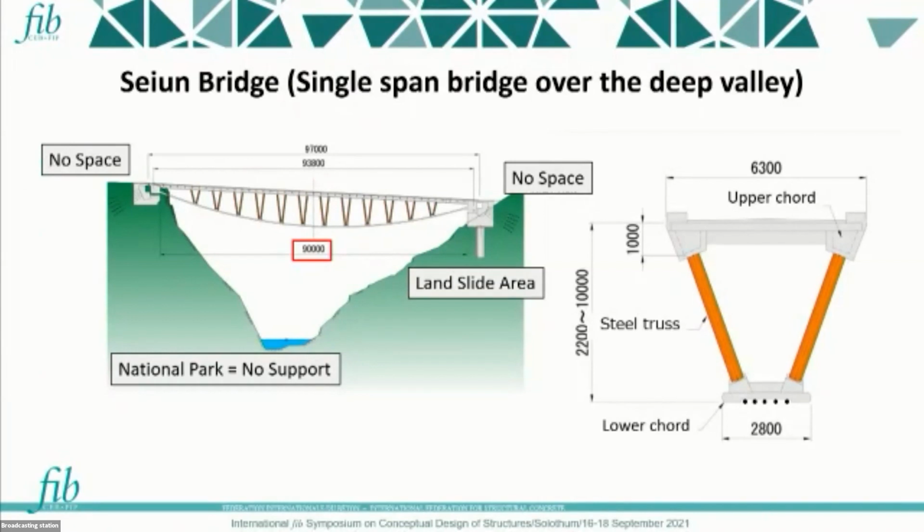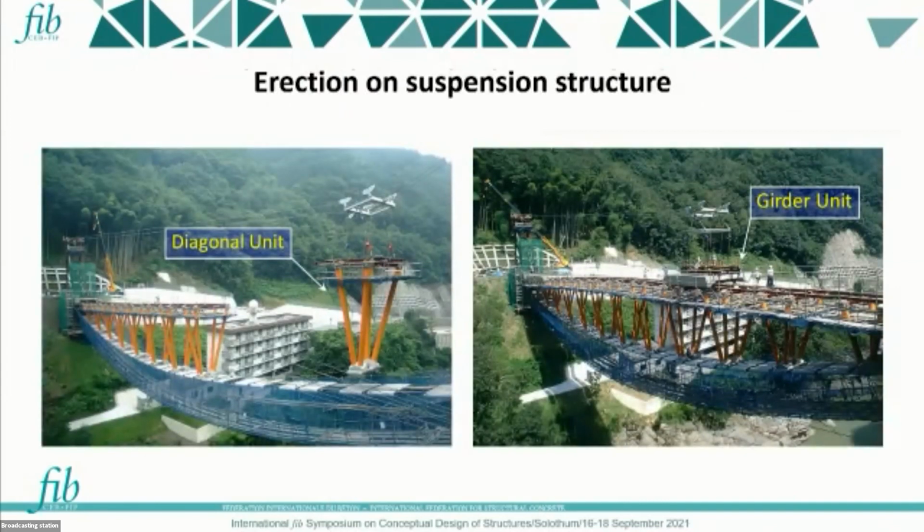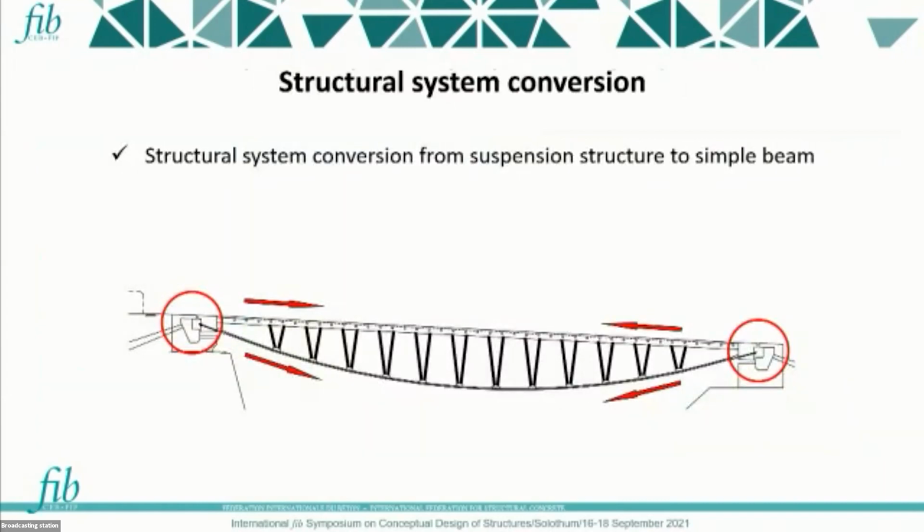And the bridge is located in a national park. So we could not use temporary supports and piers. So finally, we have to build a single span structure by using a suspension structure. This is the photo during construction. The suspension force is anchored into the ground. But after the completion, this anchor force transfers to the girder.